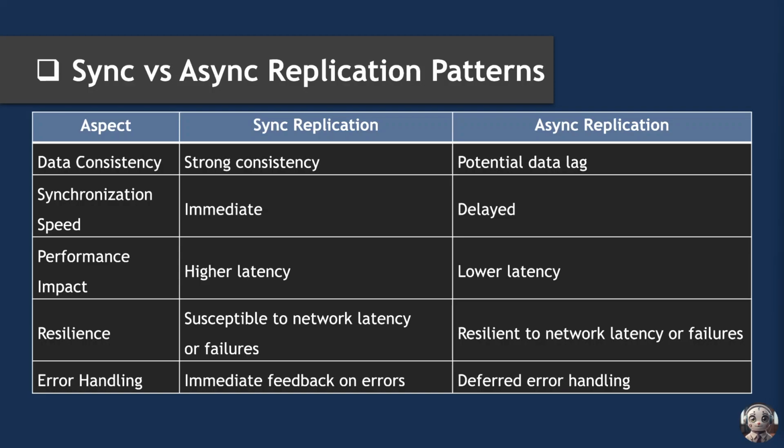On the other hand, asynchronous replication provides eventual consistency, meaning there might be a delay before data on the target system reflects changes made on the source. Next, let's discuss synchronization speed. With synchronous replication, synchronization is immediate. Every write operation on the source is replicated instantly on the target. Conversely, asynchronous replication introduces a delay, as write operations are queued and replicated periodically or based on a schedule.